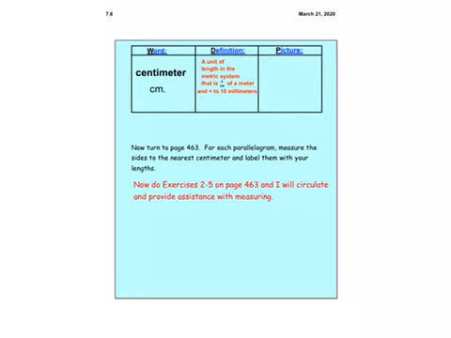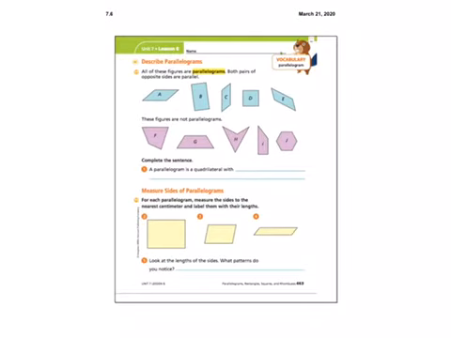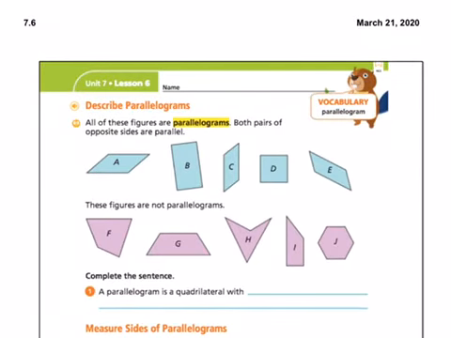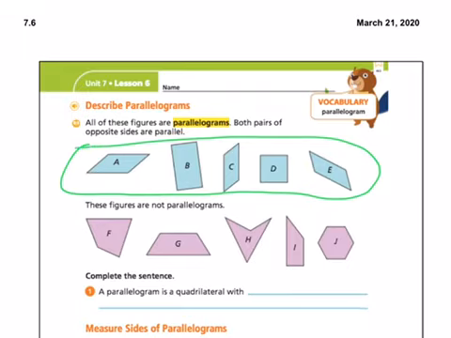So the first page that we're going to work on is page 467. We're going to skip this slide, and we're going to zero in on the top portion of page 463. I may have said the wrong page number, but it's 463. And up here at the top, all of these are parallelograms, and the reason for that is the opposite sides are parallel to each other.